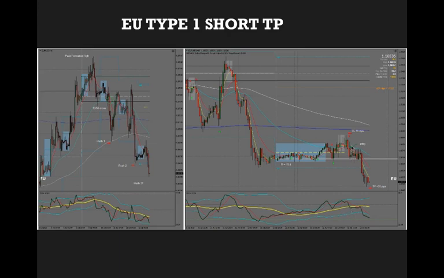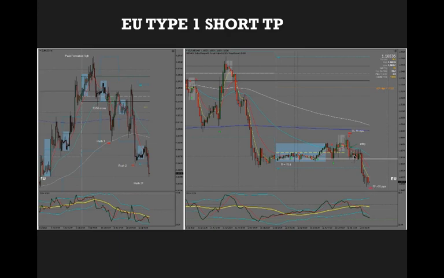You could have waited for the pullback. See how the wick pulled back to the EMA right here. You could have made another entry here in the pullback. And then if you took it all the way down here, your TP would have been at the dotted 50 figure, and that was good for 30 pips.